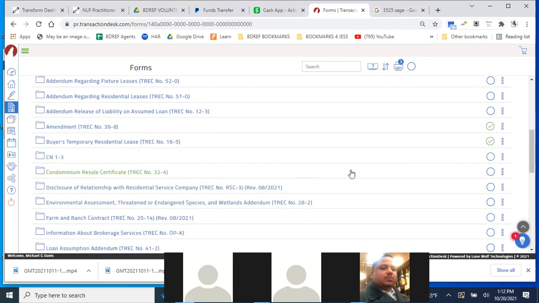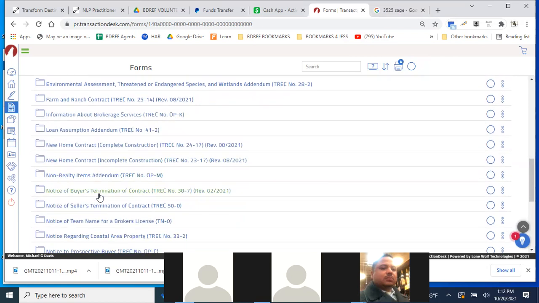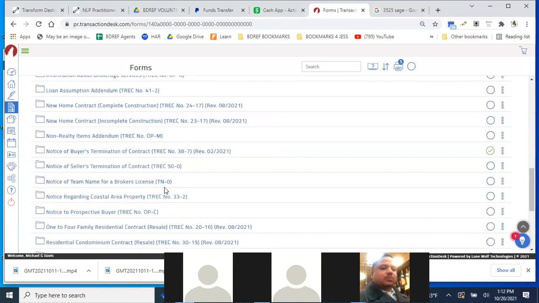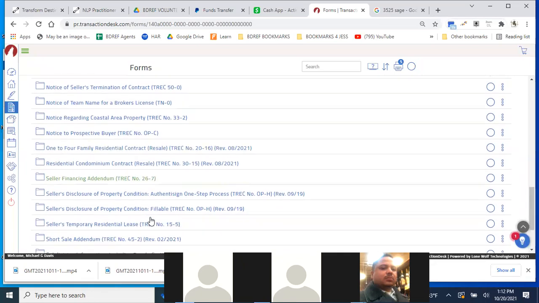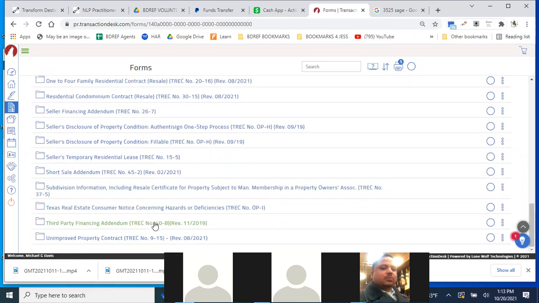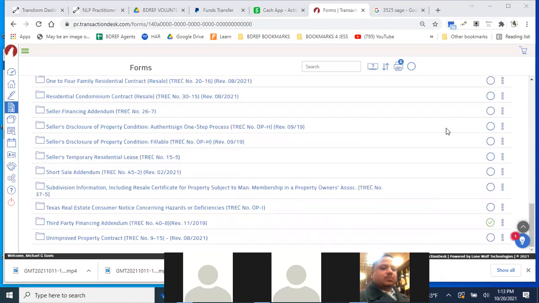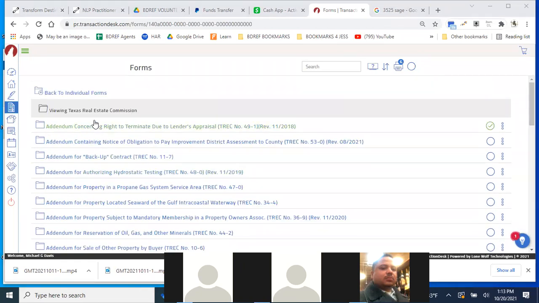All right, here's that resale certificate one. Let me show you this one too. I don't think I went over that one last time. So this is what you want to submit when you're trying to terminate. Let me know about that one. I did go through that one last time too. All right, so we're gonna, let's see. Open them all up.